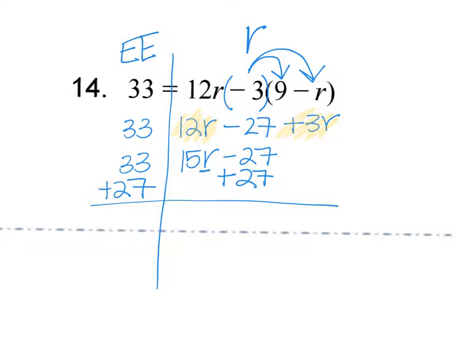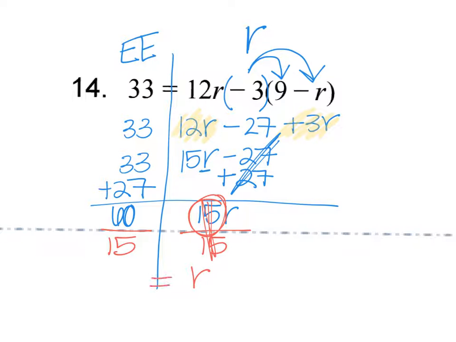Well, negative 27 plus 27 goes away, and I'm left with 15r. 33 plus 27 is 60. Step number last, divide by my coefficient of 15. Whatever I do to one side, I've got to do to the other. 15 on top and bottom goes away. I'm left with r equals 60 divided by 15, which is 4. R equals 4.